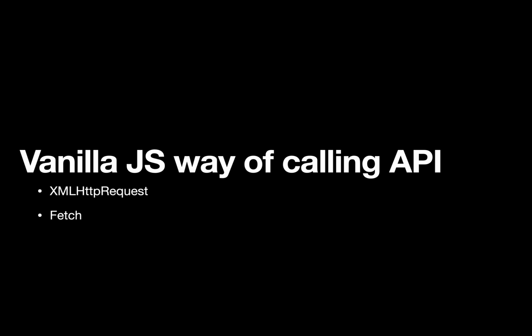Let's start with the roots, the vanilla JS approach. We will be covering two methods that have been fundamental to web development: XML HTTP request and fetch. XML HTTP request, often abbreviated as XHR, is a JavaScript object that provides a way to communicate with a server asynchronously. It allows the transfer of data between a web browser and a server, enabling the dynamic updating of web pages without requiring a full page reload.